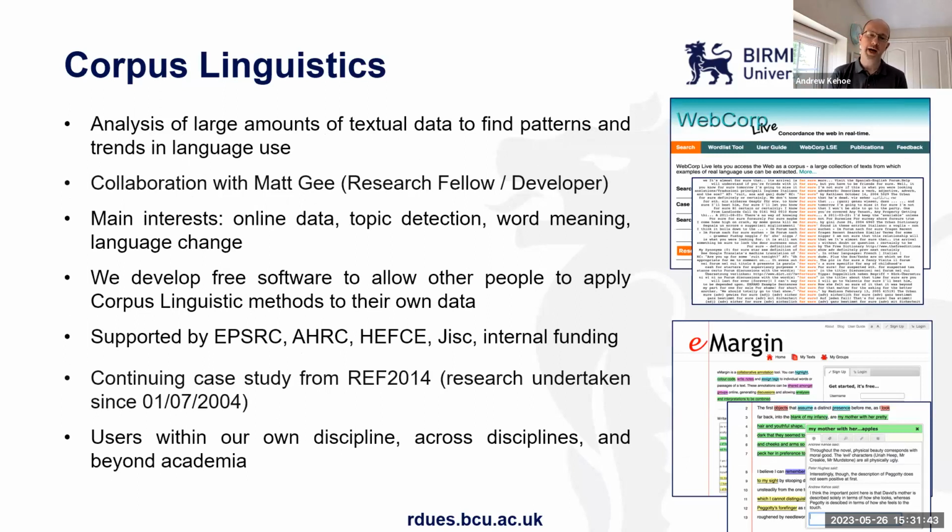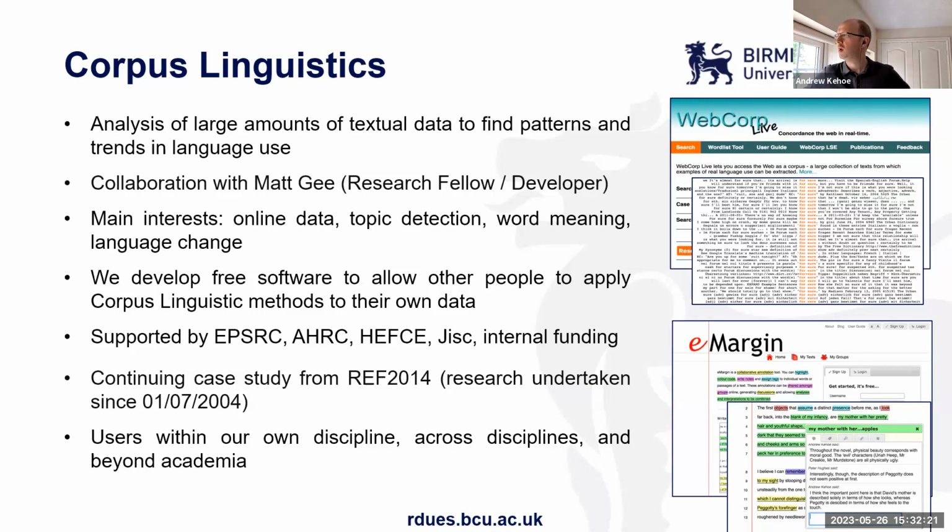The main interest that Matt and I have is in online data. So things like topic detection in web pages and looking at analyzing word meaning automatically by the context of use and looking at how this is changing over time in different types of texts. So we ourselves publish research on those topics, but we also develop software tools to allow other people to apply these methods to their own data. And the development of these tools has been funded over the past 20 years or so by UKRI funding, and also various other sources. As you said, this is a continuing case study from what before last.